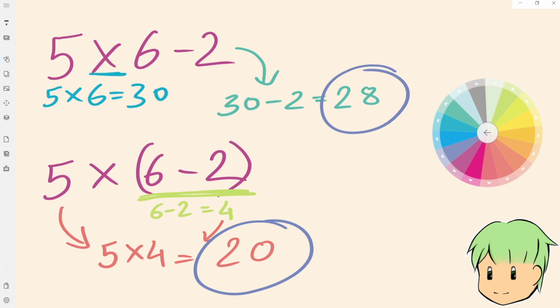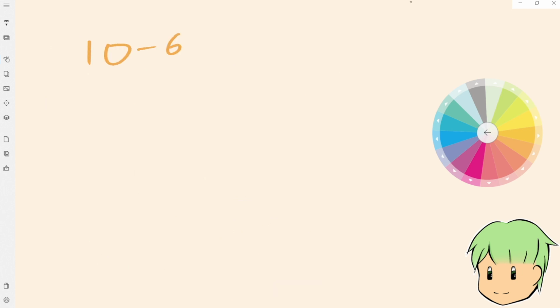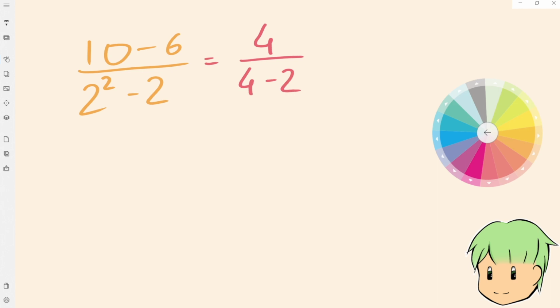There is a special case. That is when there are expressions separated by a division line. The top and the bottom are solved separately before you are able to divide them. Like if you're given the expression 10 minus 6 over 2 squared minus 2, the top becomes 10 minus 6 equals 4, and 2 squared minus 2 is the same as 4 minus 2 because 2 squared equals 4. So it becomes 4 over 4 minus 2, which you can further simplify 4 minus 2 to 2. And it becomes 4 over 2. And if you simplify it again, which you always have to do in math, it becomes 2.